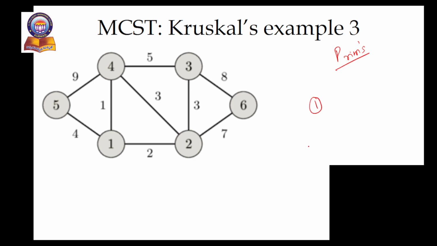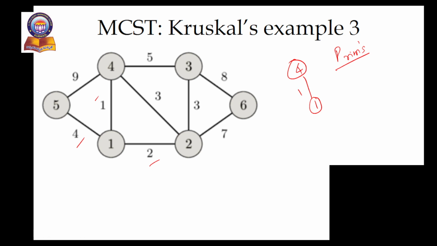So from 1 we can reach 4 with the cost equal to 1, and from 1 we can reach 5 with the edge cost equal to 4, and from 1 we can reach 2 with the edge cost equal to 2. What is the minimum? The minimum is 1. We can reach vertex 4 with the edge cost equal to 1.